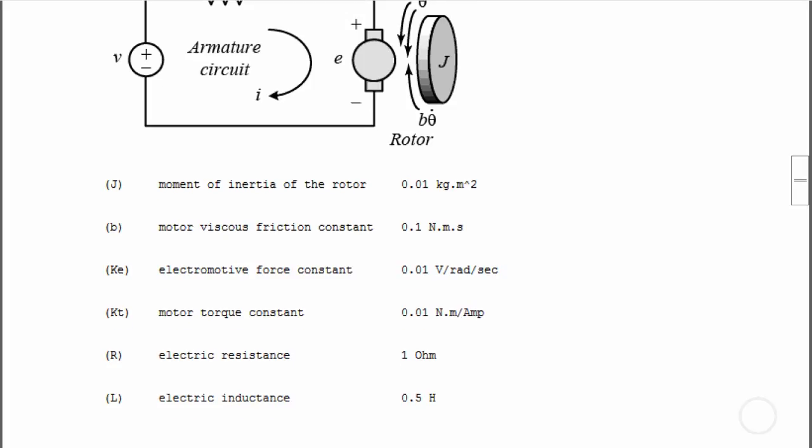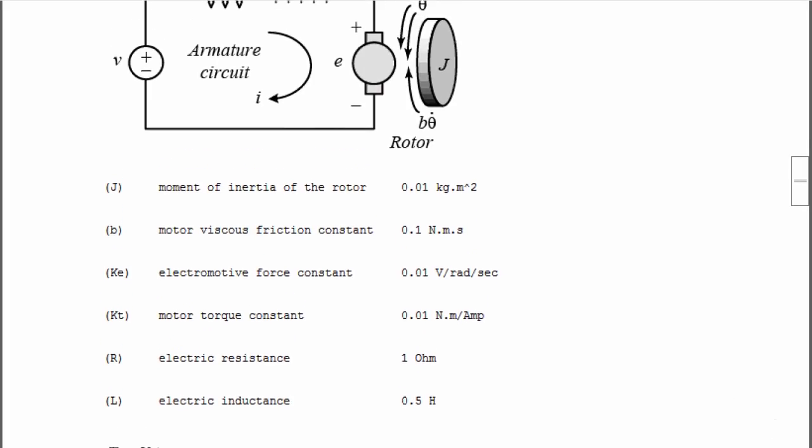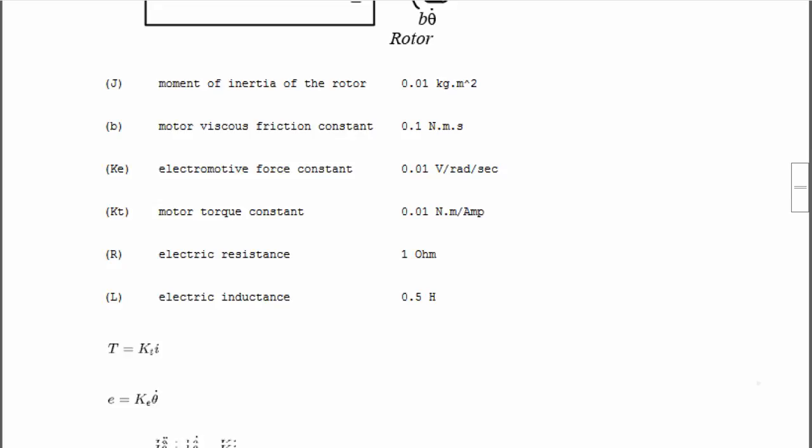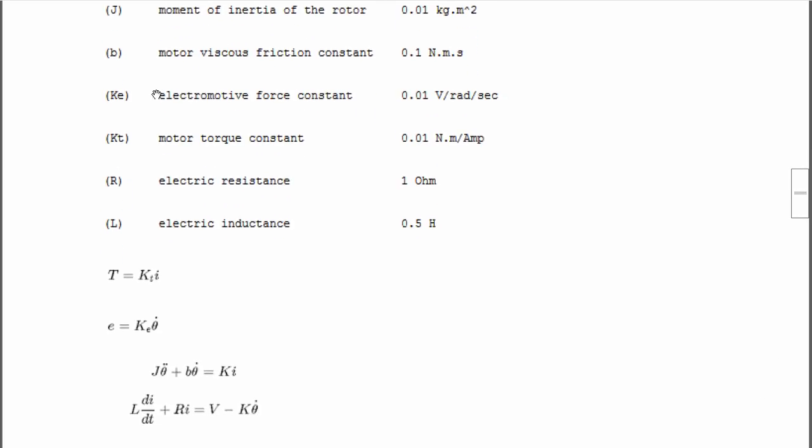And these are some constants, or not all of them, but the symbols and variables and how they were used in MATLAB. So the moment of inertia of the rotor was J, and it's assumed to be 0.01, with those units. The motor viscous friction constant will be B. The electromotive force constant will be Ke. The motor torque constant will be Kt. R will be the electrical resistance, and L will be the electrical inductance.